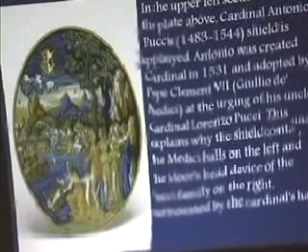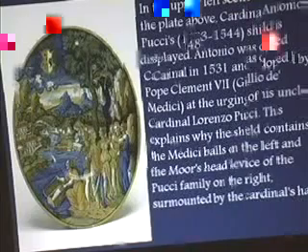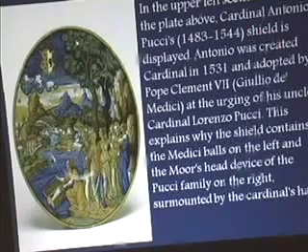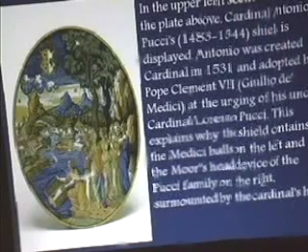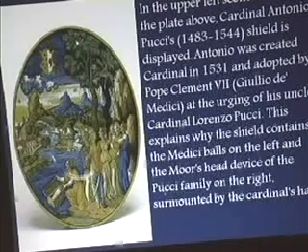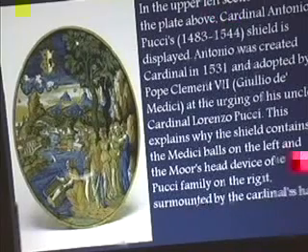Antonio was created cardinal in 1531 and adopted by Pope Clement VII, Giulio de Medici. Again, as I showed you, the Medici family was a very powerful family, and they had people who were popes, bishops, and emperors. At the urging of his uncle, Cardinal Lorenzo Pucci, this explains why the shield contains the Medici balls on the left and the Moor's head device of the Pucci family on the right, surmounted by the cardinal's hat.